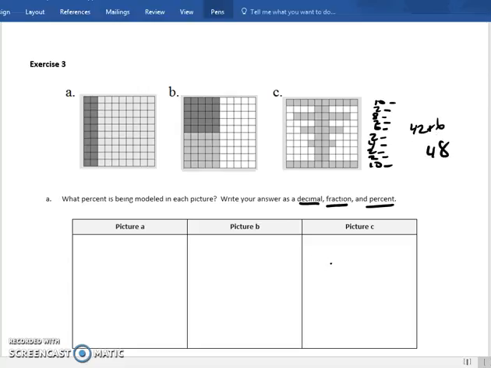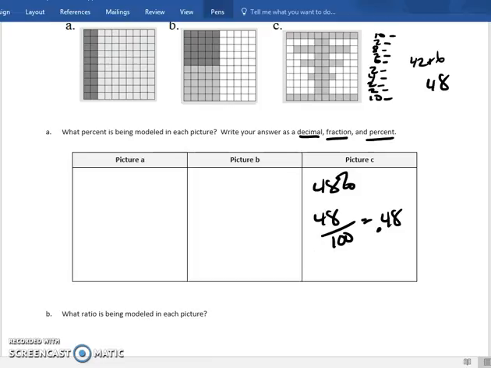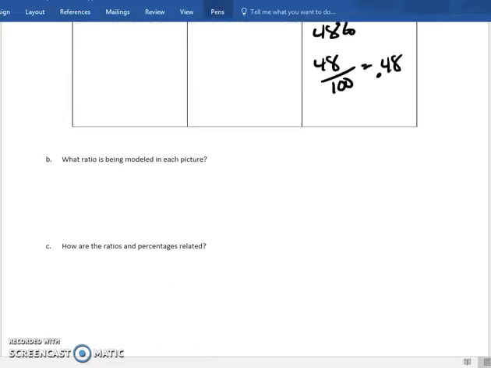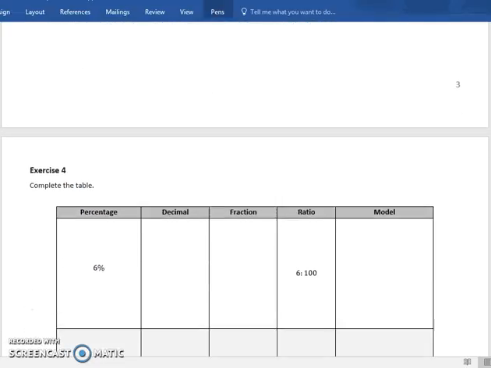48 have been shaded. So as a percent, since it's out of 100, my percent is 48%. As simple as that. As a fraction, well, let's think about it. It was out of 100, so 48 out of the 100. And as a decimal, think about how we say this: 48 hundredths. That means the number 48 goes in the hundredths position. So all 3 of these like to play together, the fractions, the decimals, and the percents, and that's where we're going to be spending our time.